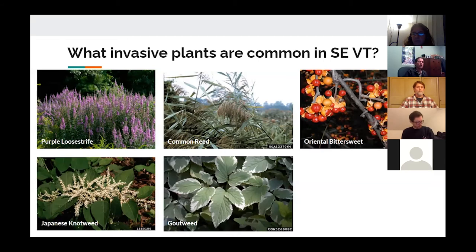Japanese knotweed we've introduced, and this will definitely take over riparian habitats. Goutweed is a ground cover, and it does have a pretty white flower. This species is often planted in gardens, and it is shade tolerant, and it will take over the understory within forested habitats along riparian areas and fields and wetlands.